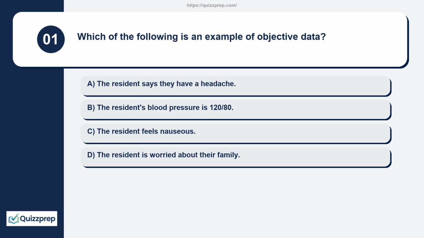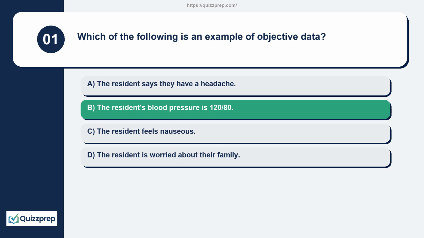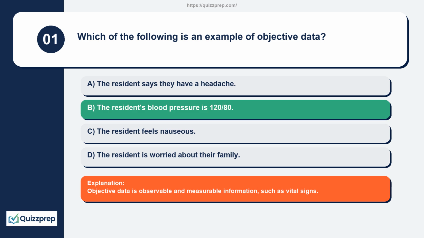Question 1. Which of the following is an example of objective data? The resident says they have a headache. The resident's blood pressure is 120/80. The resident feels nauseous. The resident is worried about their family. Objective data is observable and measurable information, such as vital signs.